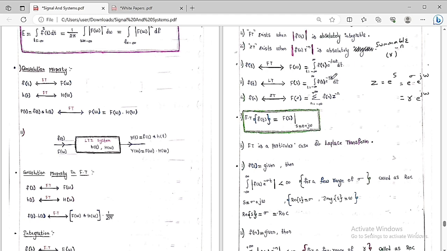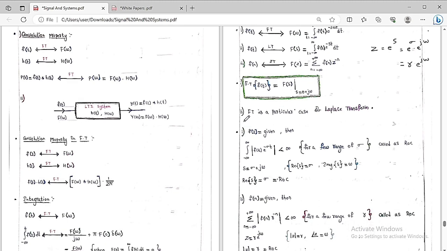So see, in the place of s, if you substitute j omega, then sigma is equal to 0, so we are purely on the imaginary axis, and we are going to get the Fourier transform. So finally, I can say the Fourier transform is a particular case of the Laplace transform. The Laplace transform has s equal to sigma plus j omega. If sigma is equal to 0, only then are we going to get the Fourier transform. Therefore the Fourier transform is a special case of the Laplace transform.